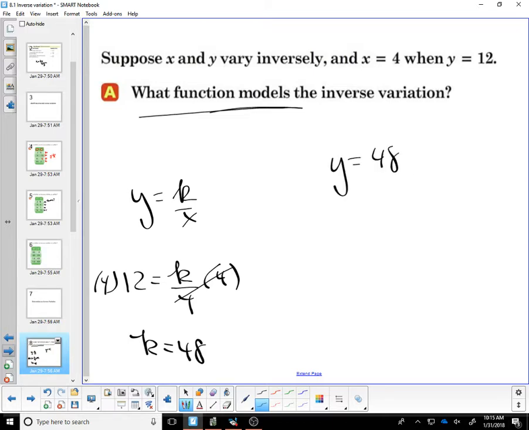Thank you, though. Y equals 48 over x. Plug it in. Yes! Math. That's it. Just a plug and chug. So there's our model.